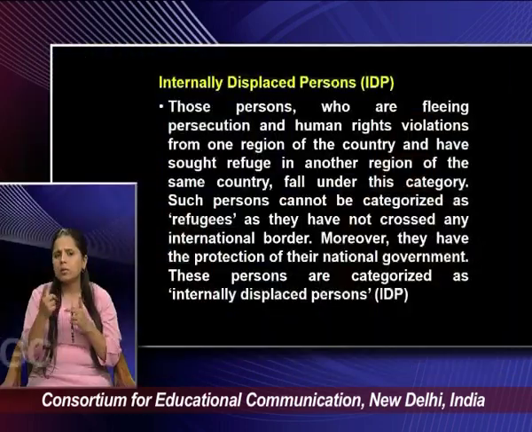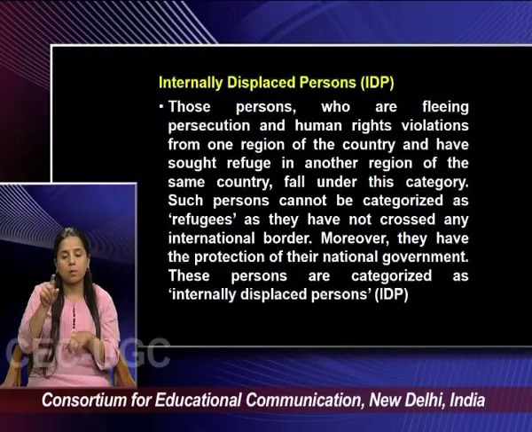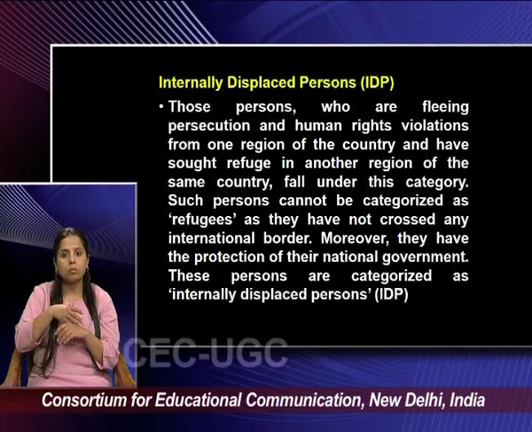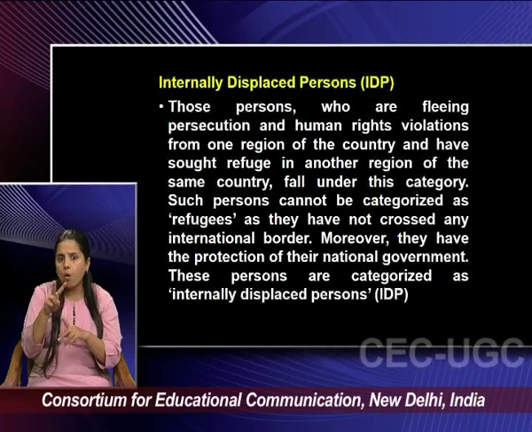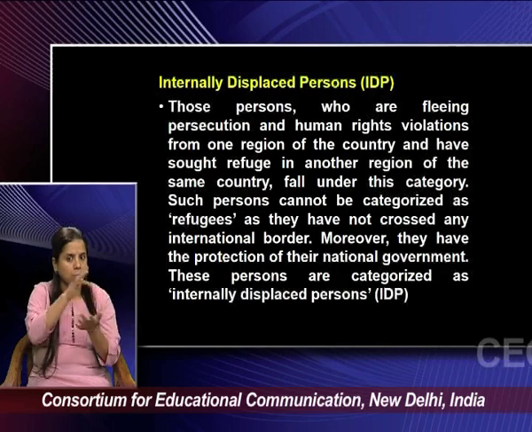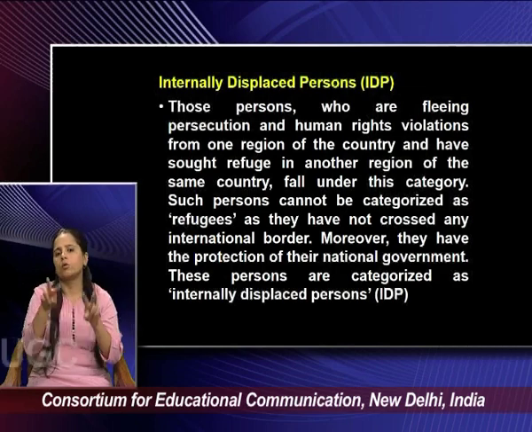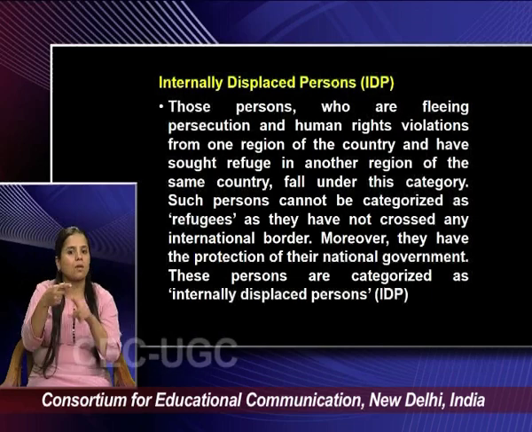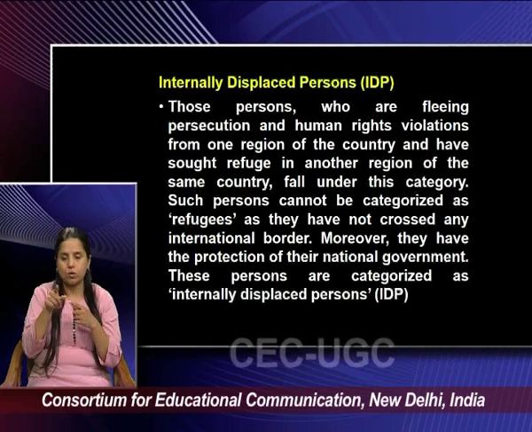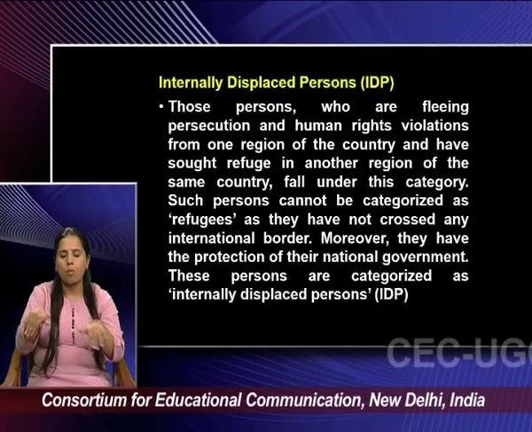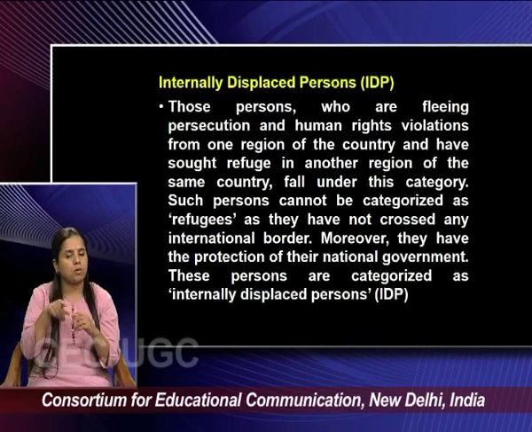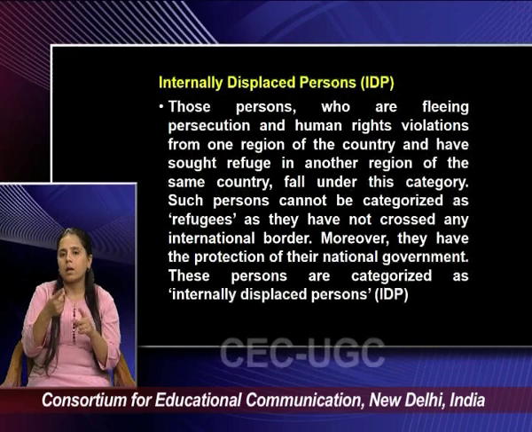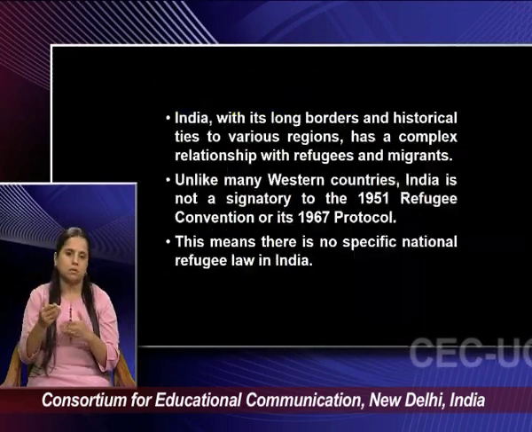And IDP. What are IDPs? Internally displaced persons. Those persons who are fleeing persecution and human rights violations from one region of the country and have sought refuge in another region of the same country fall under this category. Such persons cannot be categorized as refugees as they have not crossed any international border. Moreover, they have the protection of their national government. These persons are categorized as internally displaced persons.